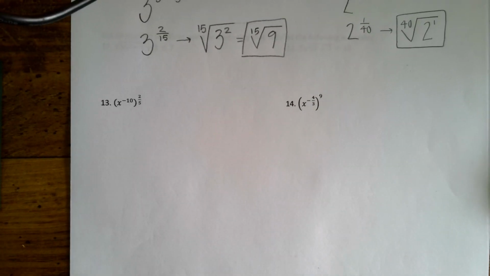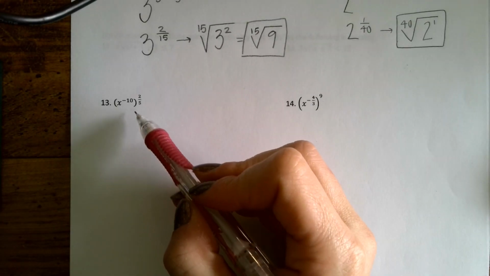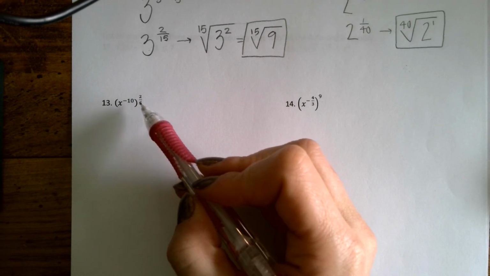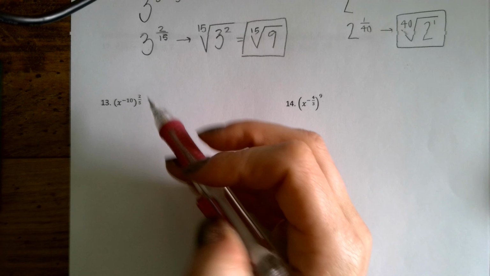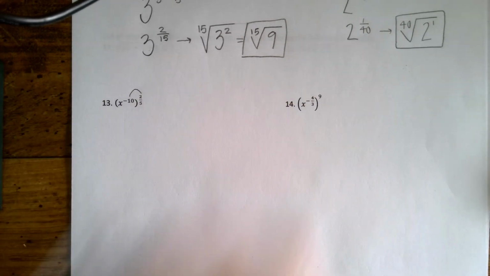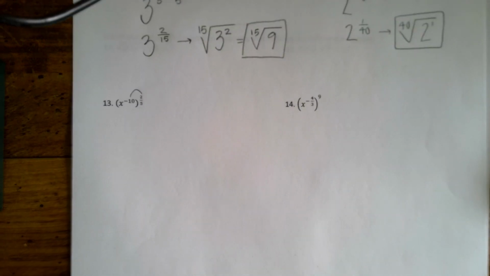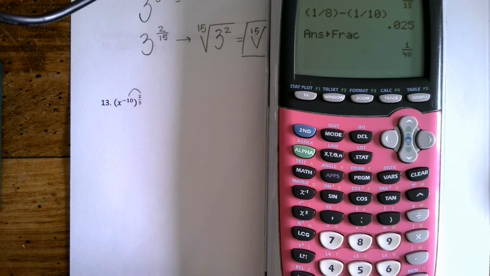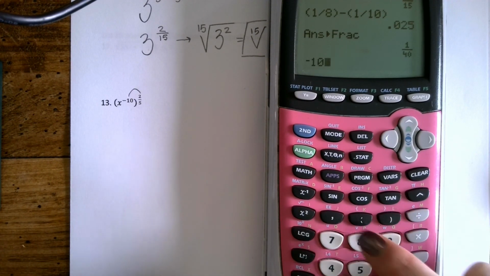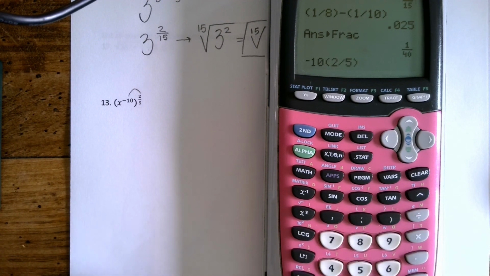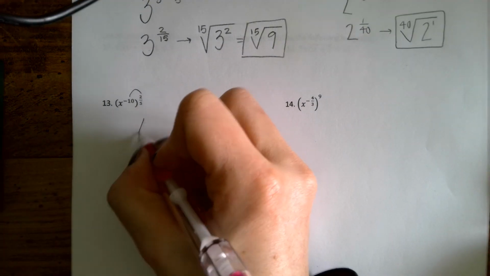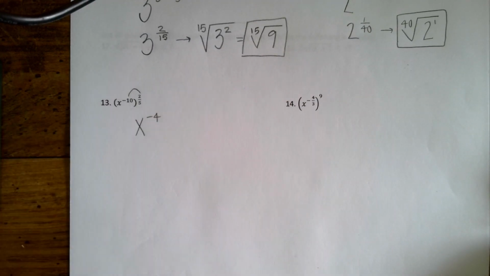With number 13, it gives me x to the negative 10th, to the exponent of 2/5. When I have exponents like this right next to each other, it's a power to a power. My exponent rule says that we should multiply them together. I'm just going to use my calculator here to make it nice and easy. So I'm going to type in negative 10 times 2/5, and it gives me a negative 4. So now I have x to the negative 4th.